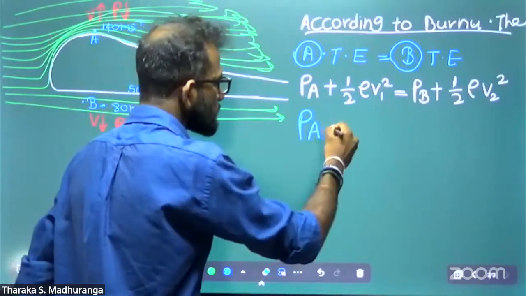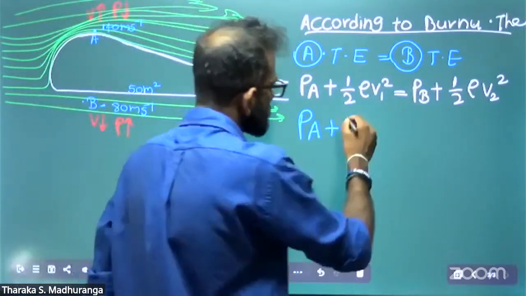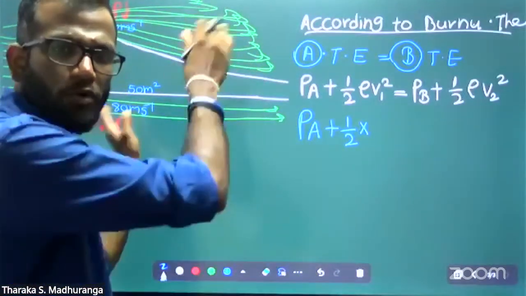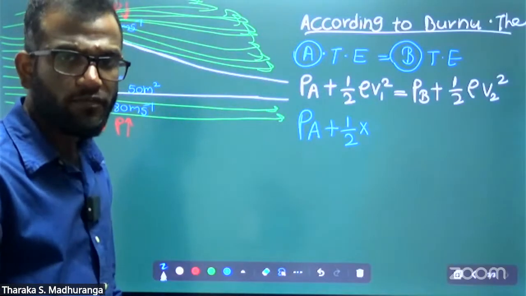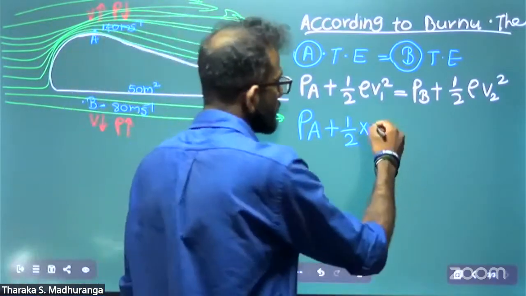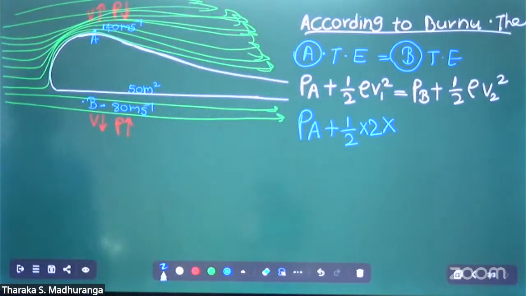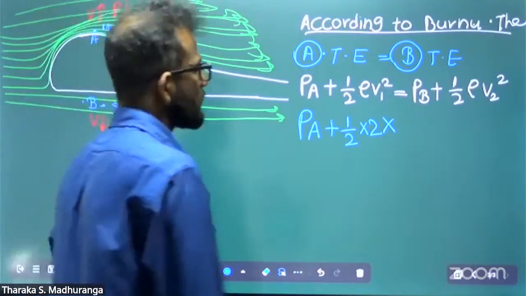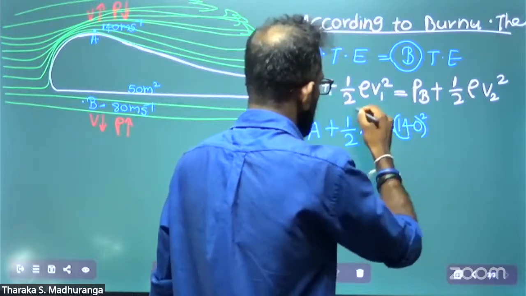PA plus half rho. Rho means in both sides it is flowing air, therefore air density you need to get. The air density, 2, is given in the question. V1 squared: in the upper side, A side, the flowing speed is 140. So 140 squared.